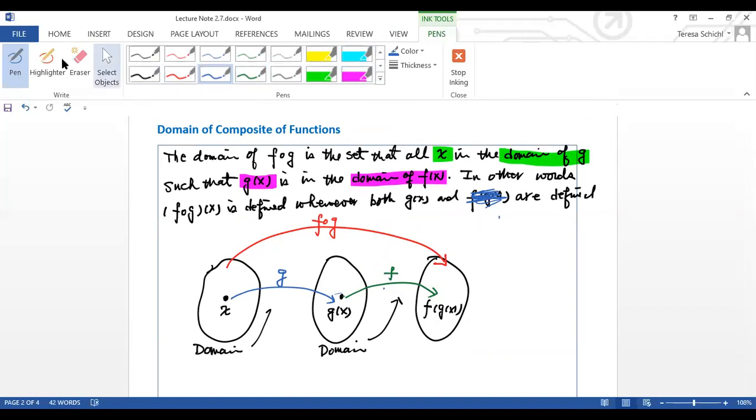Oh, what is this one here? Okay, so sorry for that. I don't mean to cancel that.